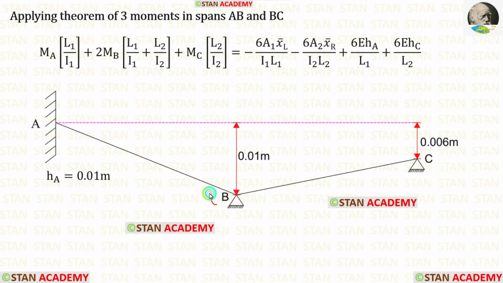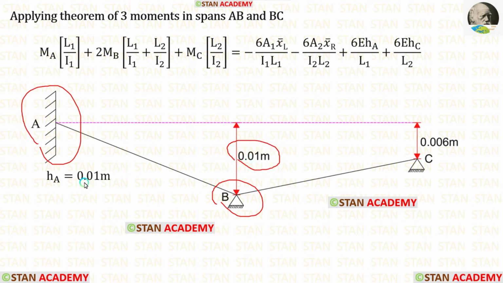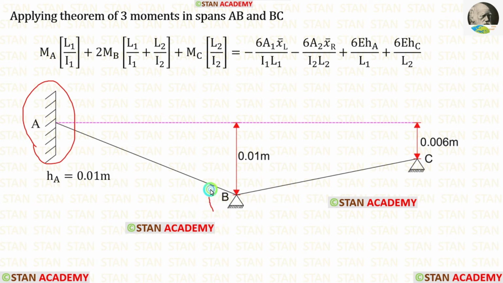We know that in this problem, the support B sinks by 0.01 meter and the support C sinks by 0.006 meter. Now we are going to find HA and HC. We know that to find HA and HC, we have to keep the middle support as a reference. Here, support B is the middle support. So we have to keep the reference in the support B. Let us see the support A from the support B. The support A is higher than the support B by 0.01 meter. So HA is 0.01 meter.